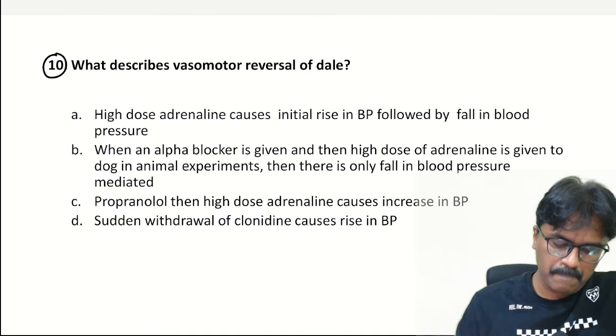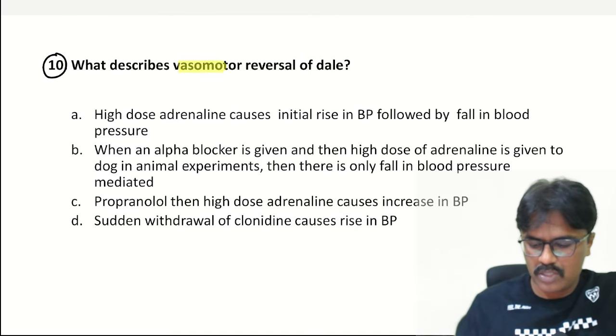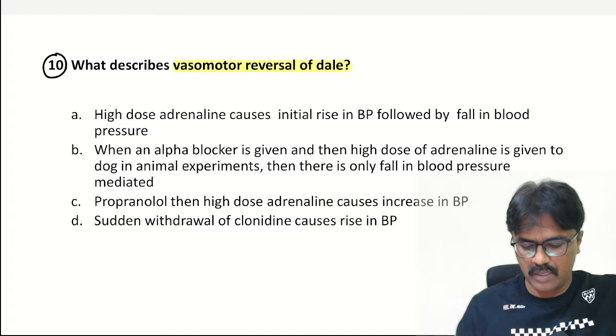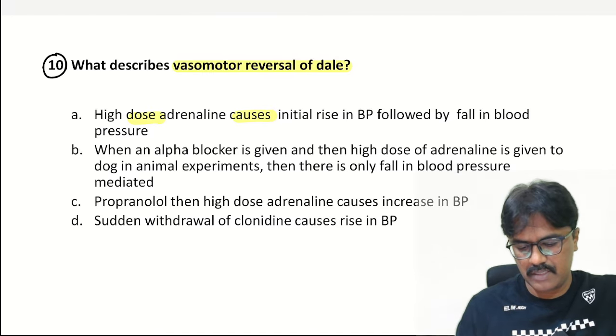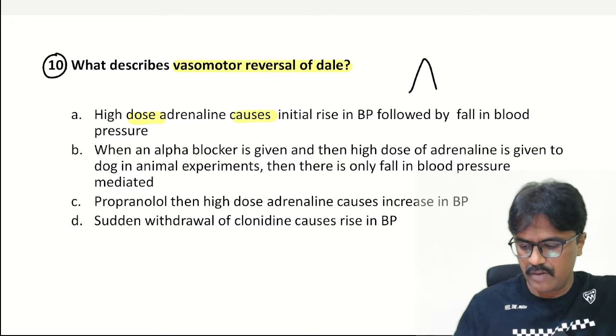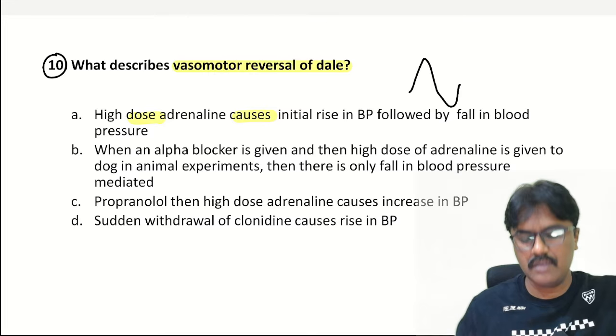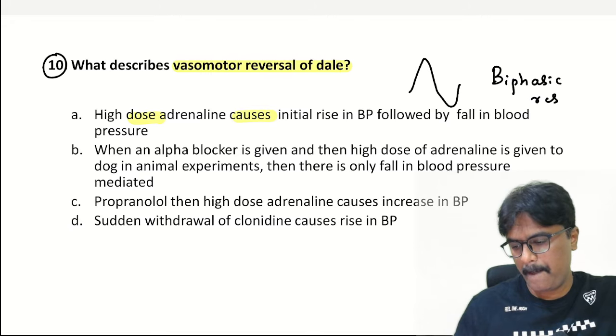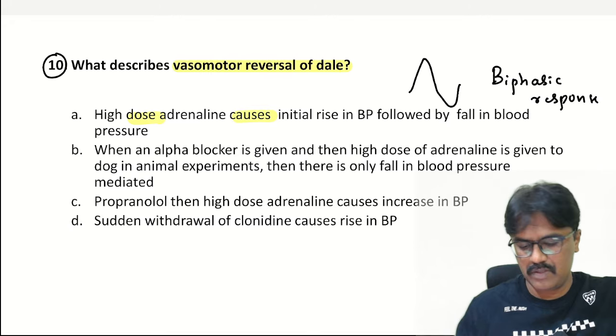Question number 10. What describes vasomotor reversal of Dale? Think and tell me. High dose adrenaline causes initial rise and then fall in BP. Is this vasomotor reversal? No. This is called biphasic response. So this is ruled out.